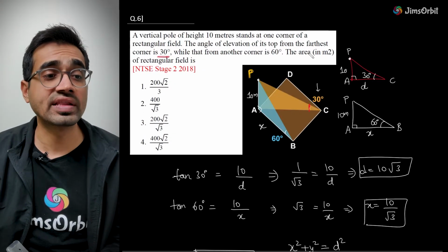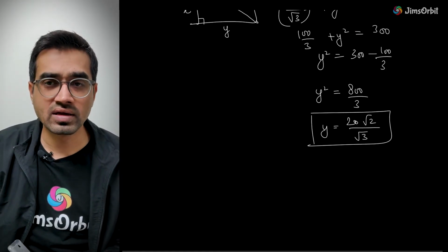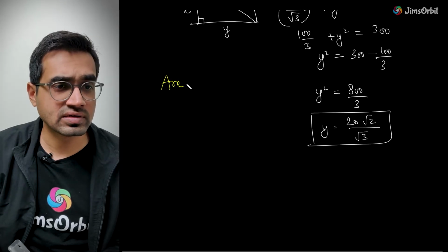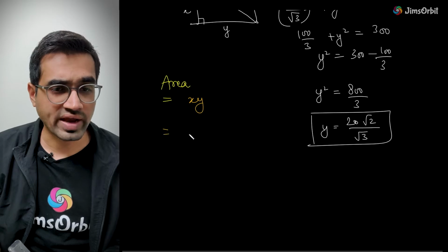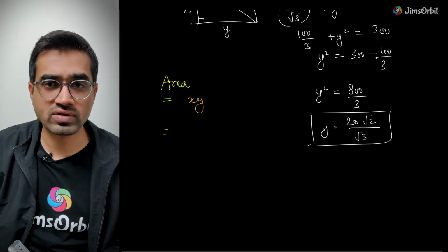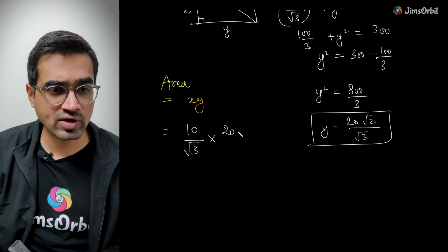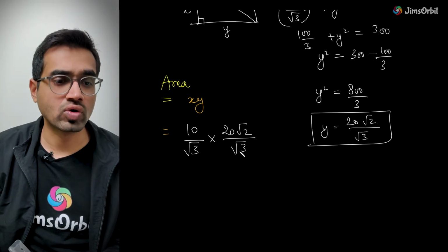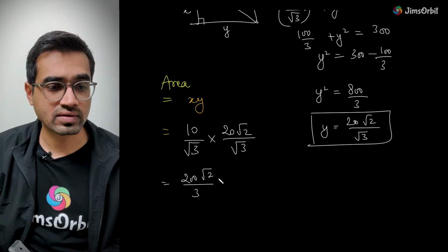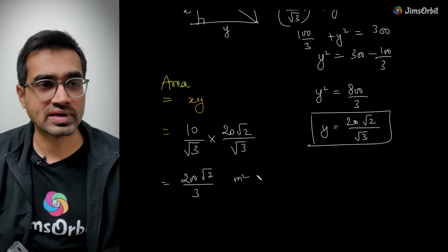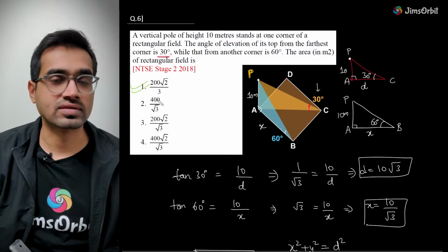And they are asking us to find the area of the rectangular field, which is easy. Area is nothing but, yeah, correct. So area is length into width. So XY. So X is what? I'll put the values. So X is 10 by root 3 and Y is 20 root 2 by root 3. Root 3 into root 3 will become 3. So 200 root 2 by 3 square meters. So option number 1 is the only option which satisfies this.